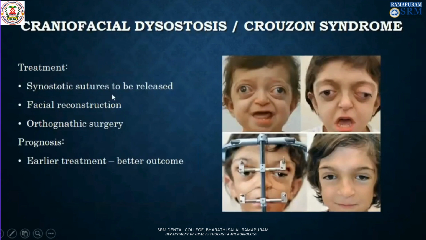So the treatment, mainly the sutures which are prematurely fused are to be released within the age of 1 year, and facial reconstruction has to be done to correct the ocular deformity. Then orthognathic surgery can be done to advance the midface and also to correct the maxillary hypoplasia. The prognosis is better if the treatment is started earlier, that is before 1 year of age. If the patient is treated, then the outcome has been shown to be better.